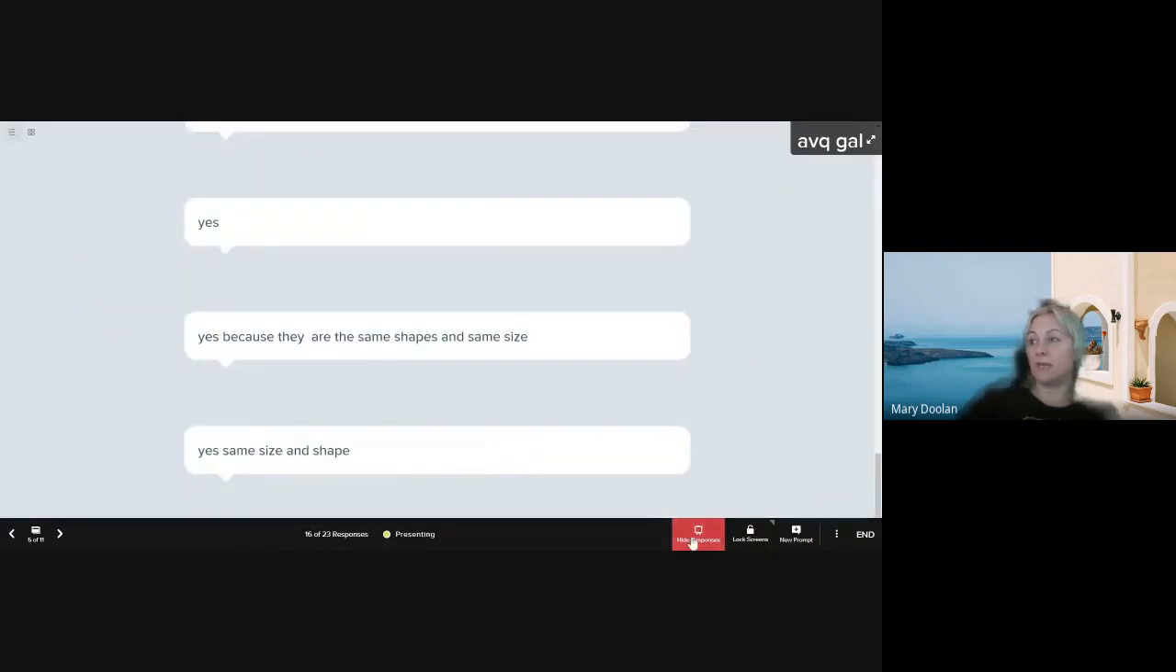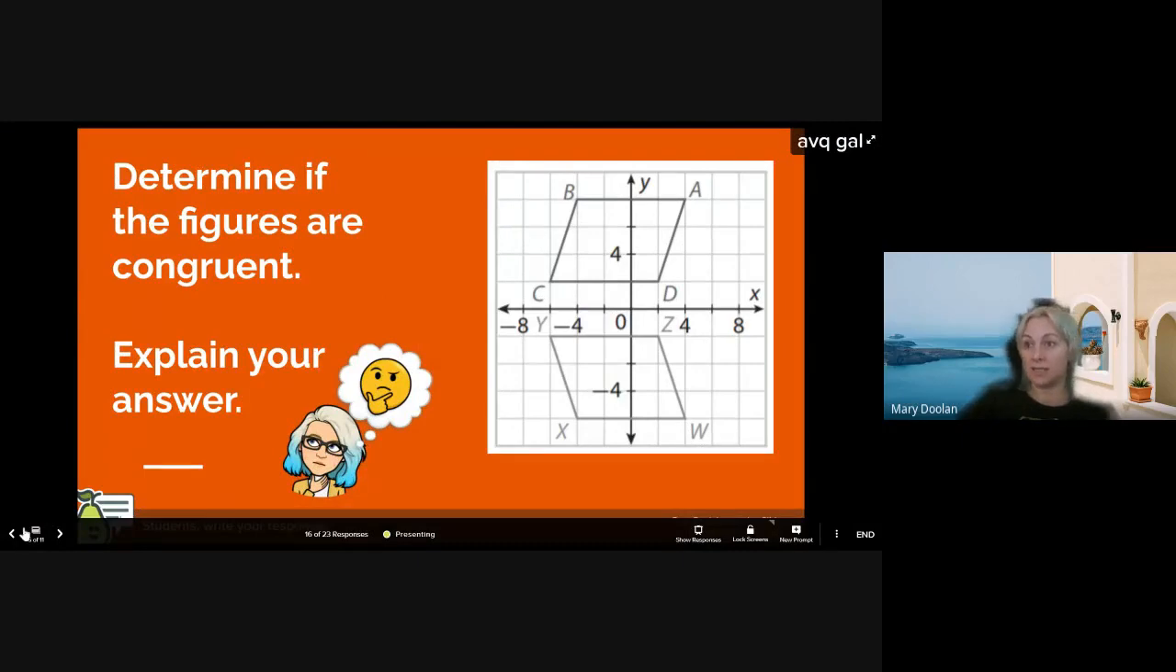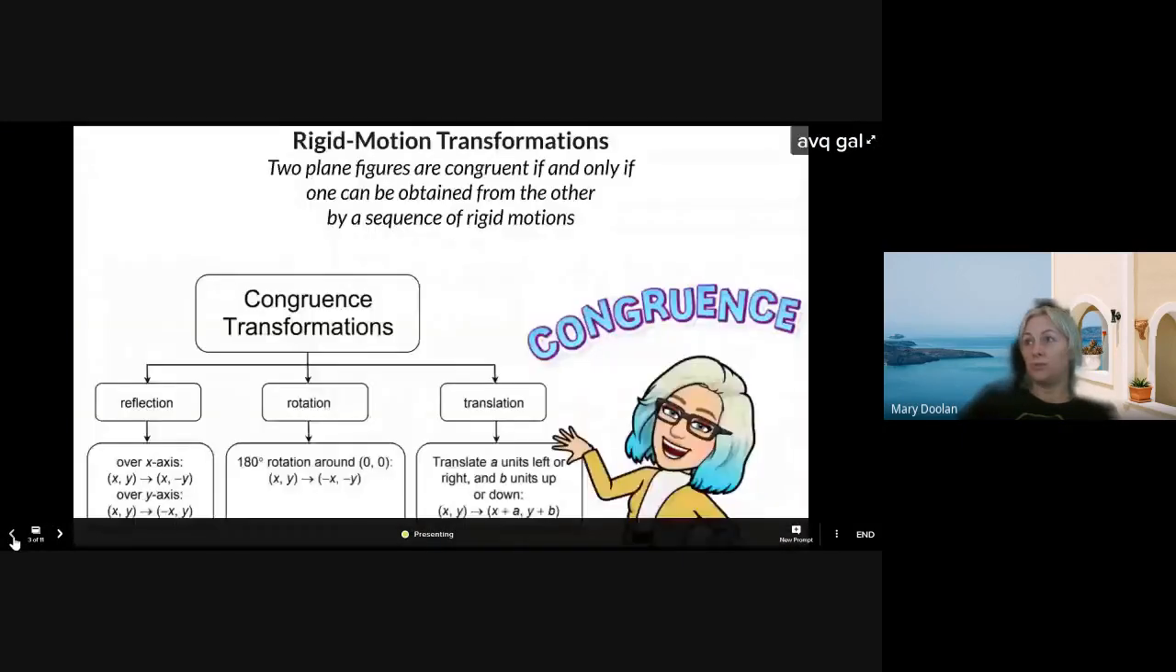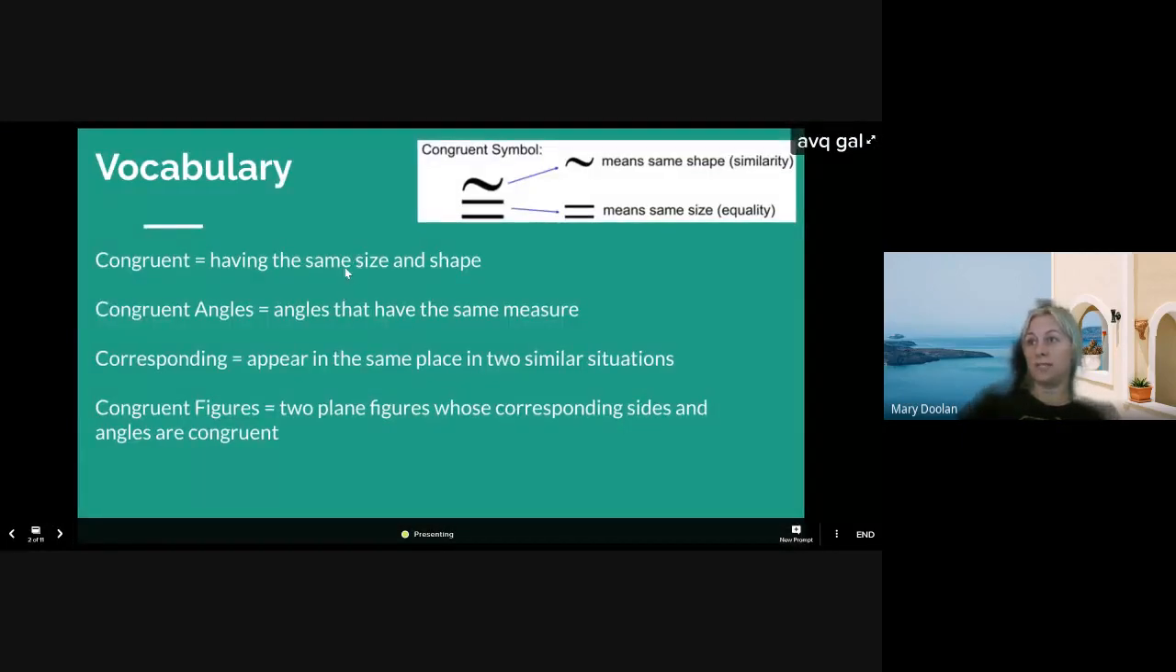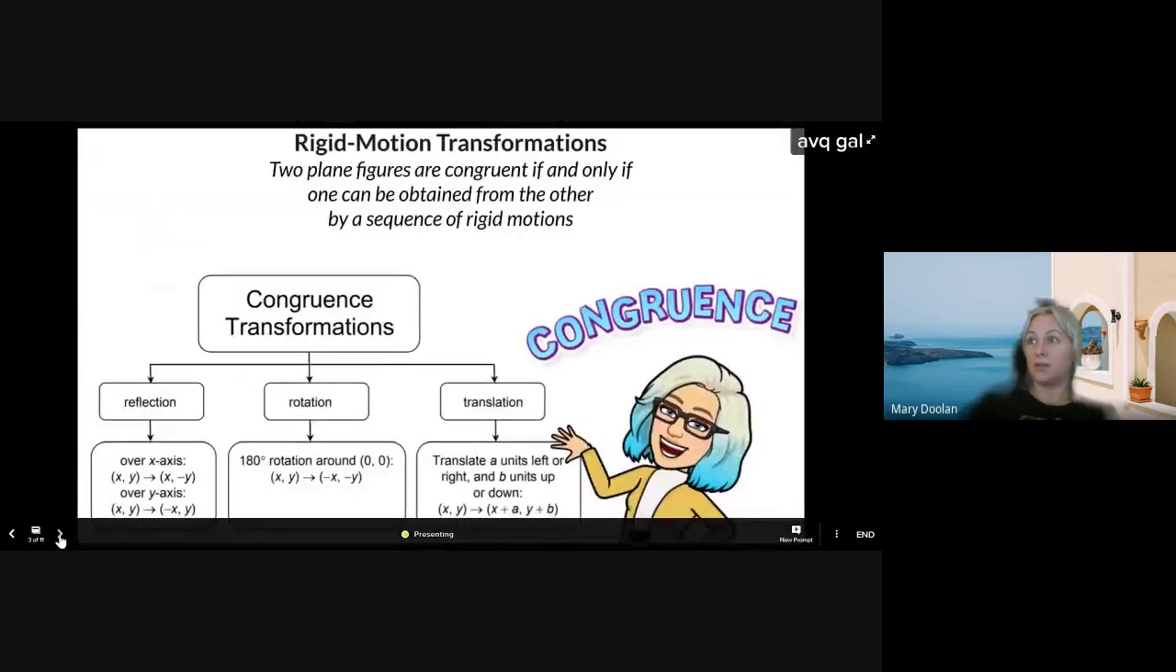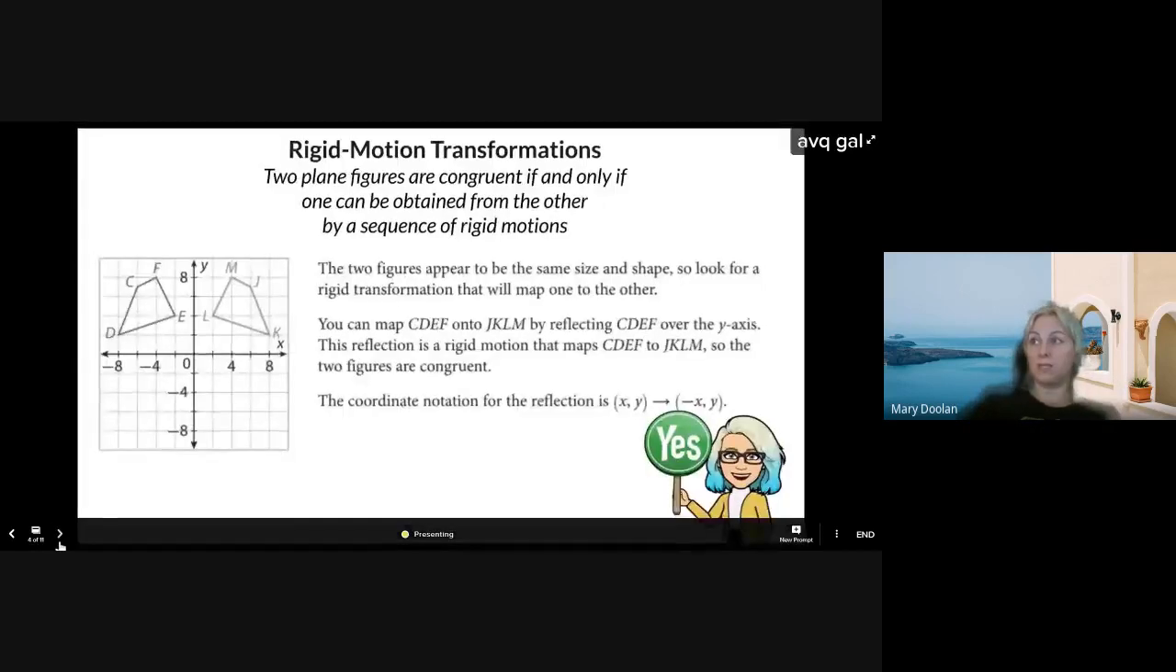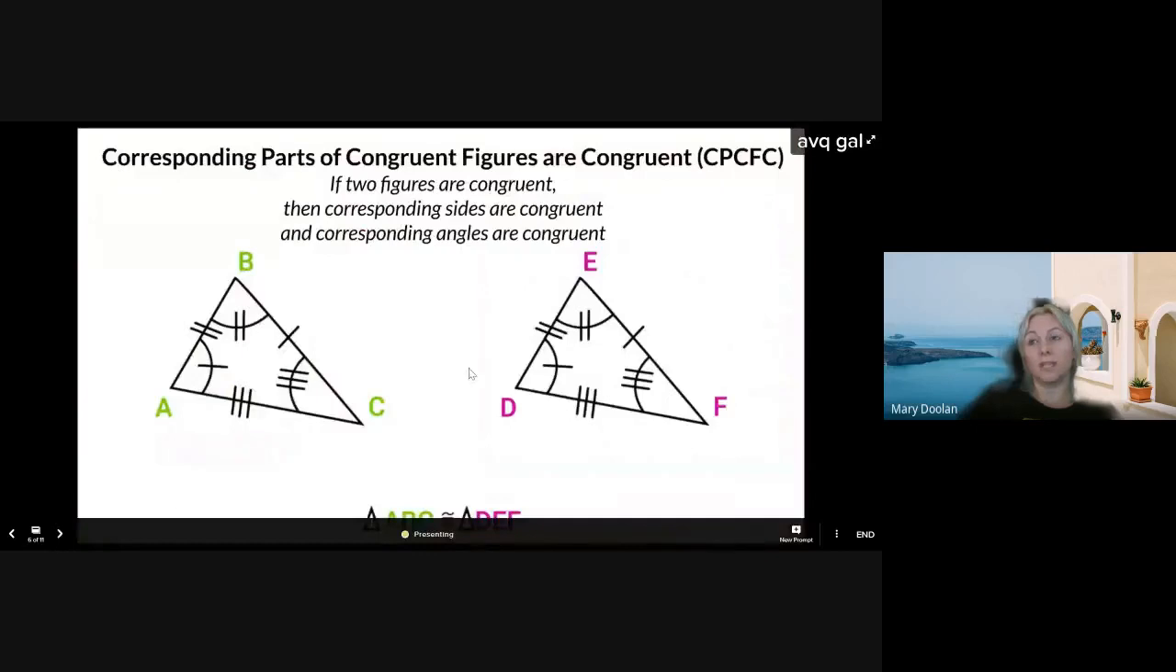Same size, same shape. Yes, the definition of congruence is when two figures have the same size and the same shape, they are congruent. Okay, and two plane figures are congruent if and only if one can be obtained from the other by a sequence of rigid motions. Since we had a reflection, that means they are congruent. Okay, good.